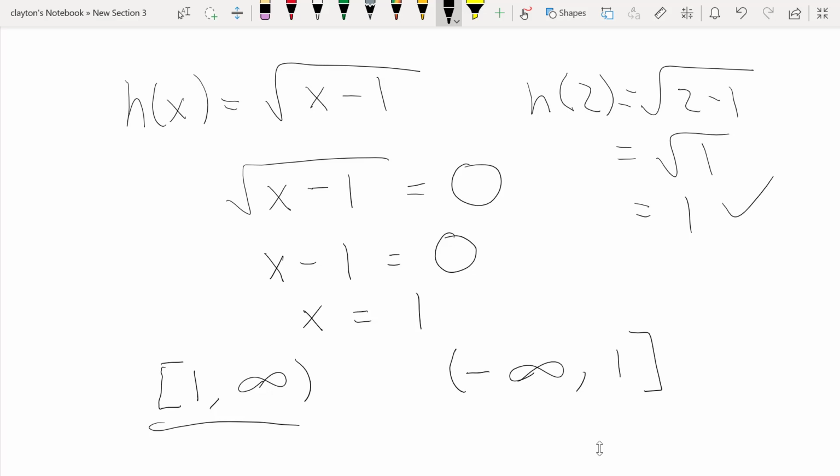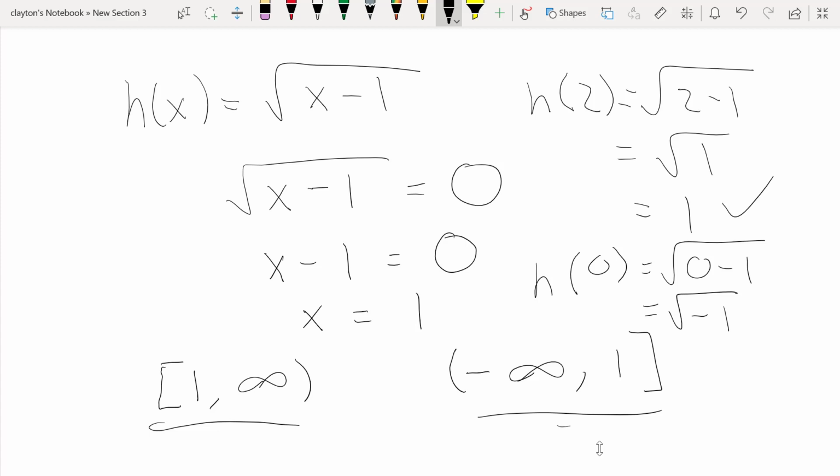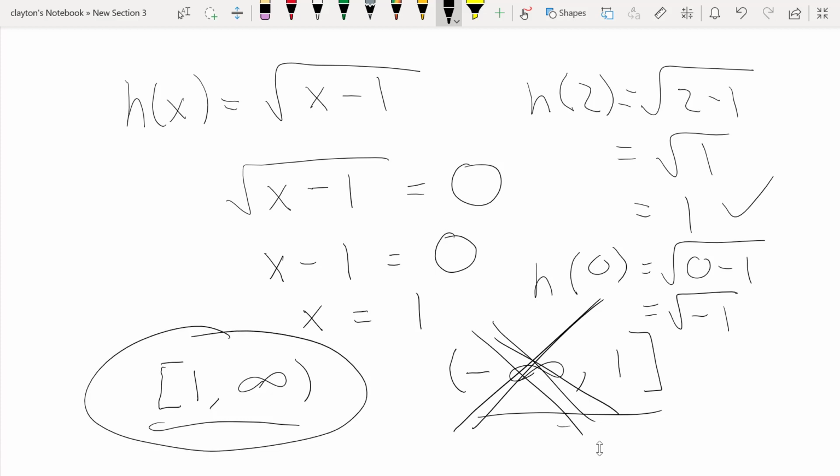However, let's say for instance I plug in 0, which would be over here. If I do 0, I end up with square root of 0 minus 1, or in other words, square root of negative 1. And again, I can't take the square root of negative numbers. So I know that this one is out of there. This is gone. And so I'm only left with this.